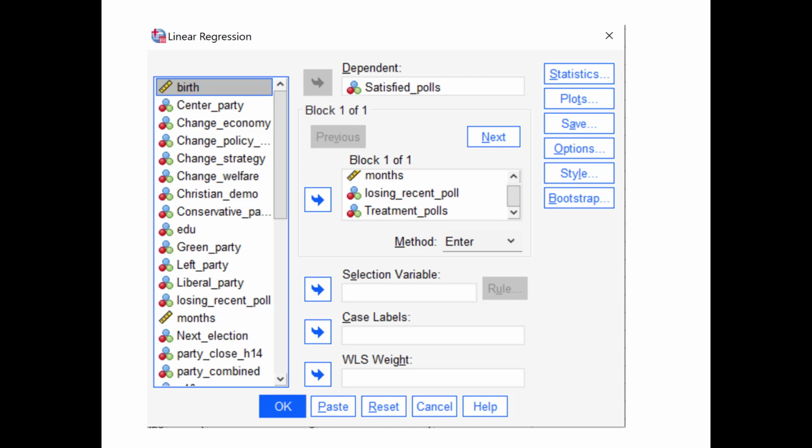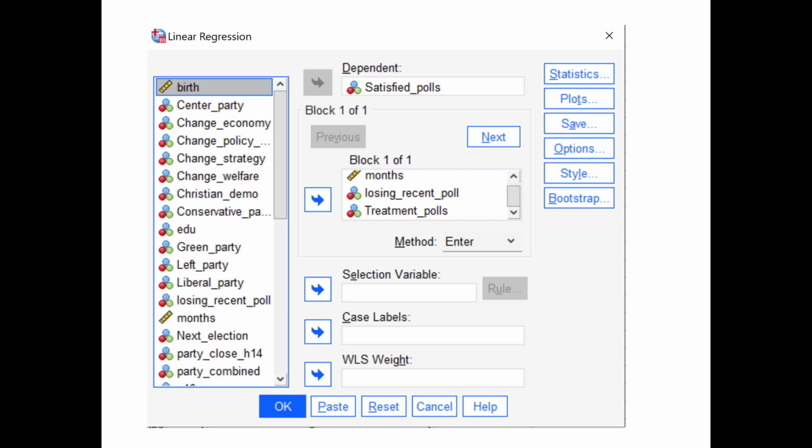Then the months variable that I created, the losing and recent poll, which is dichotomous, whether their polling is on the downturn or the upturn, and then the treatment, which is a variable that's available in their data set, right? So I had to create two of the three independent variables, right? And then I just clicked OK. I didn't mess around with any of the statistics or plots.